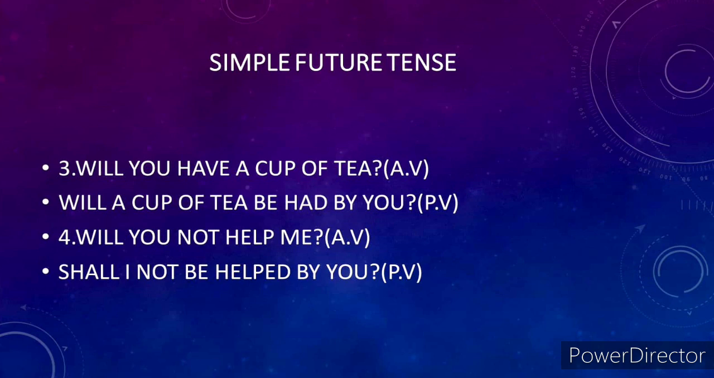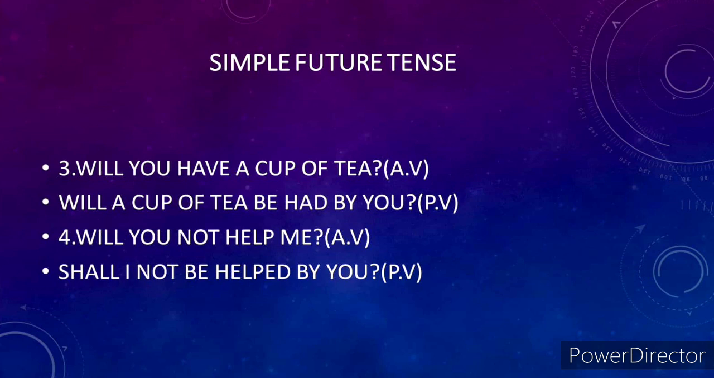Interrogative positive questions. Will you have a cup of tea? It's the active voice. You is the subject, have is the V1 form, a cup of tea is the object. Will stays the same as it is, a cup of tea, be plus V3 form, by is the preposition, you will become as it is the same, there is no change in you. It's a passive voice. Will a cup of tea be had by you?